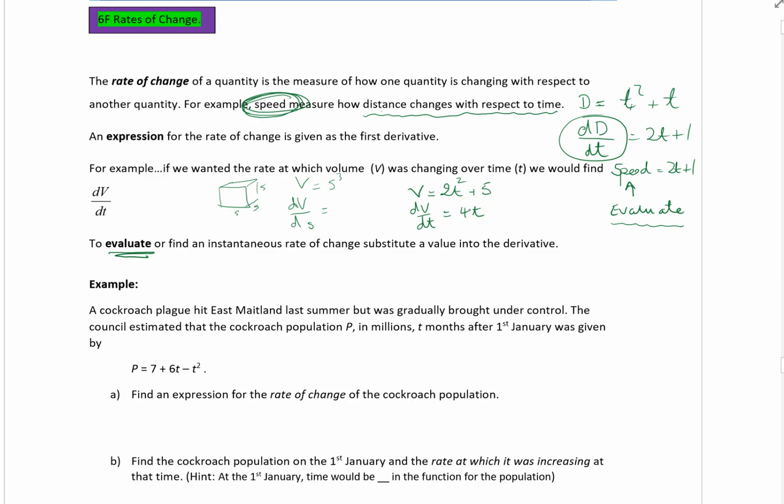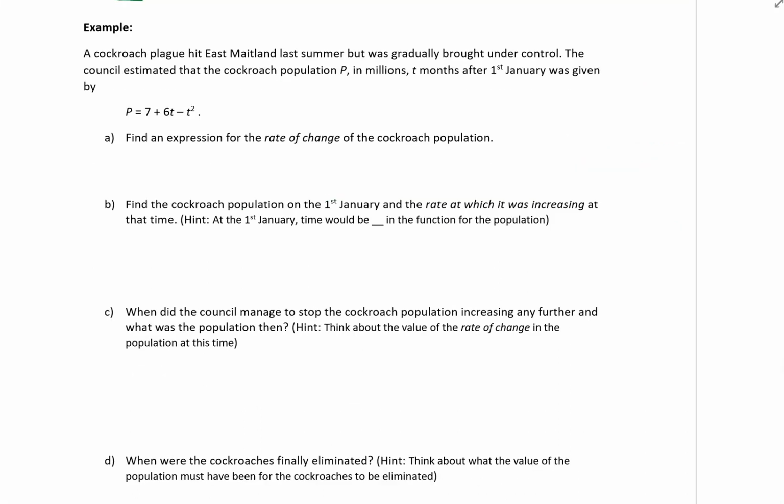Okay, let's have a look at these examples. So this is talking about a cockroach plague that hit East Maitland last summer, but it was gradually brought under control. The council estimated that the cockroach population, P, in millions, T months after the 1st of January was given by this expression. No idea where they got that from, but looking at it, that's not so unfamiliar. We've got P in terms of T.